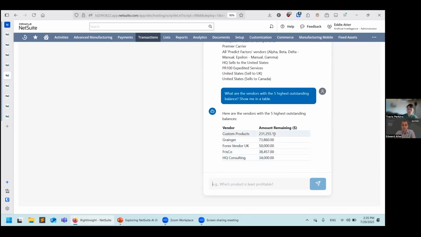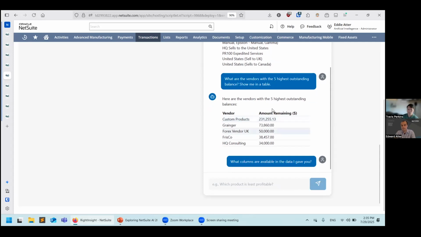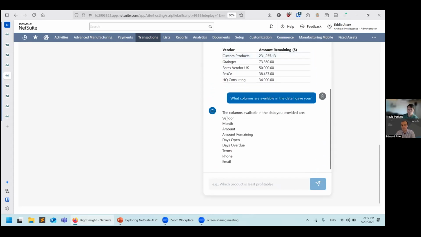For instance, I can also see maybe I've edited the search recently. I want to make sure that I pulled the right search. So I can say, what columns are available in the data I gave you? Okay, so I can see based on my search, it has access to this, and I could add more, I could remove more, right? It's entirely driven by the search. You're always in control of your data.